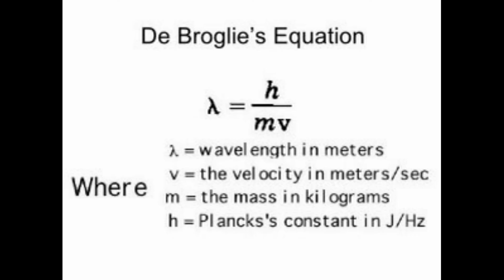However, this was too simplistic to describe the movement and position of electrons. This is where de Broglie's equation comes in. De Broglie's equation is used to find the wavelength of electrons. However, it can also be used to find the velocity of an electron, given you have the Planck's constant, the mass in kilograms, and the wavelength.